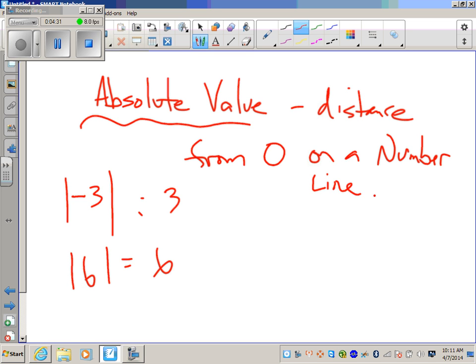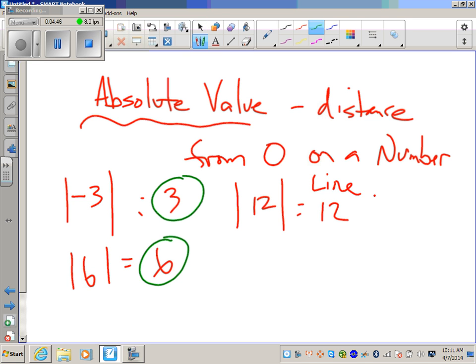What about the absolute value of a +12? How many places would you find 12 from 0? 12. Okay? So as far as your answers are concerned, okay, they won't be negative, even if what you have on the inside is positive or negative. I mean, 3 is just 3. It's still 3 places to the left. It's not -3 places to the left, it's 3 places. Okay?